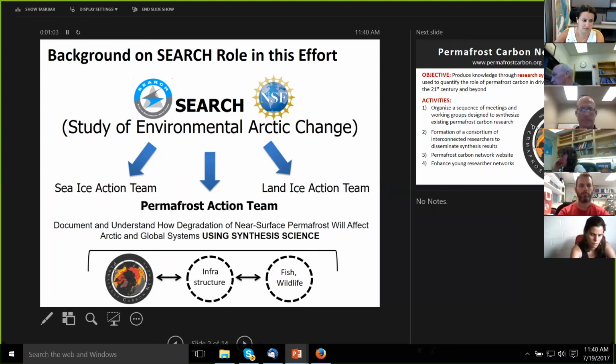And there are actually three sub-activities of the permafrost action team. One is the Permafrost Carbon Network, shown on the left, but there's also an activity focused on infrastructure and fish and wildlife. So it's the Permafrost Carbon Network that is organizing this effort within the permafrost action team within SEARCH.